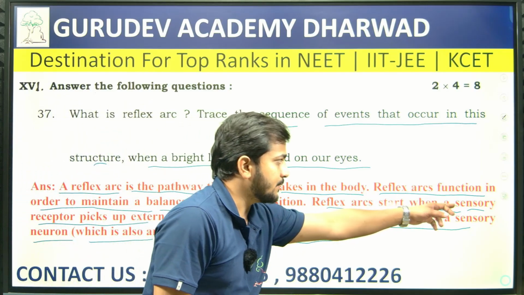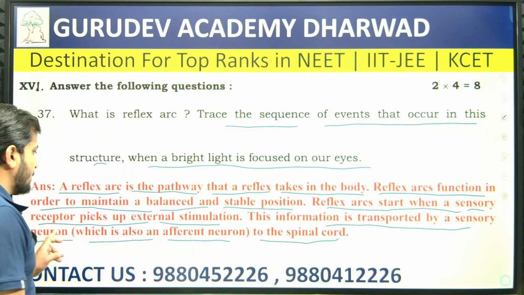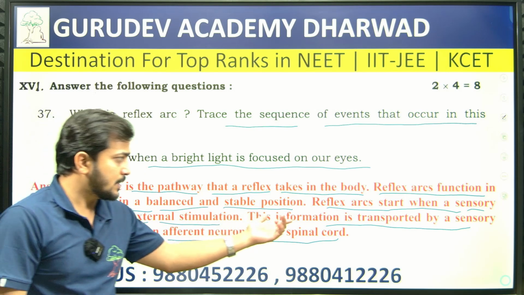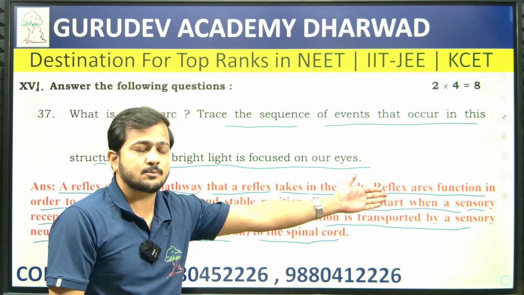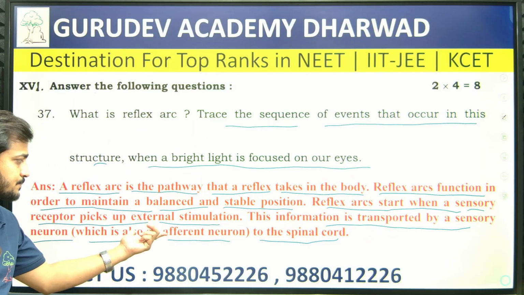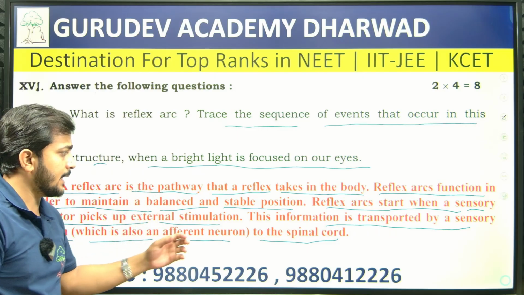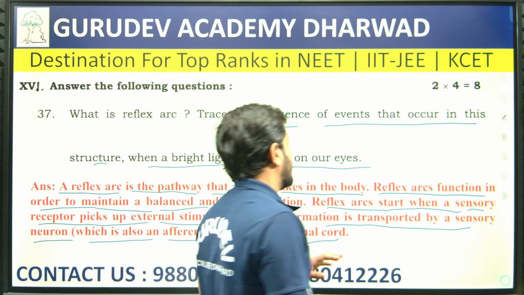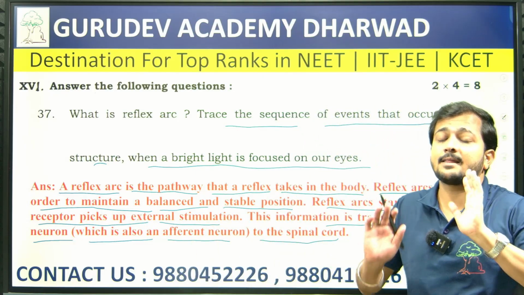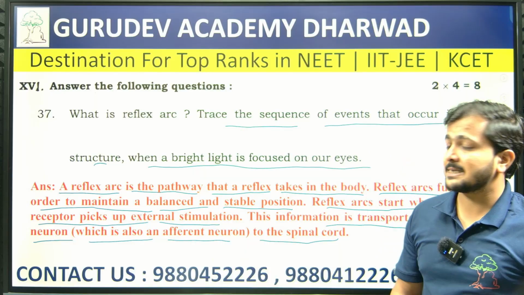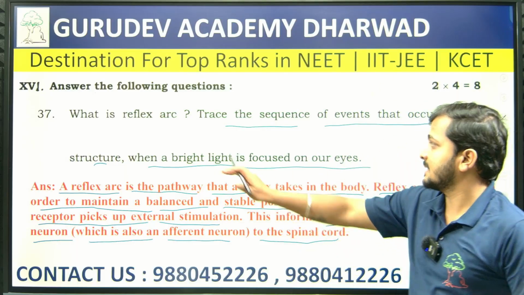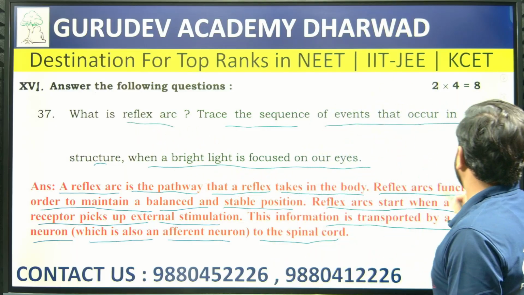It is going to start with the sensory receptors, which pick up external stimuli, and this information is transported by the sensory neuron, which is also an afferent neuron, to the spinal cord. From the spinal cord it is going to reach the brain, and then we'll have a response against that stimulus. That overall procedure is what I'm going to call the reflex arc.